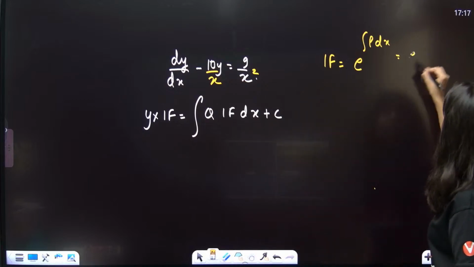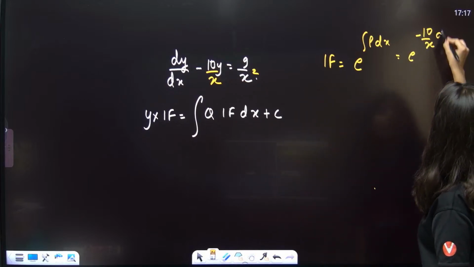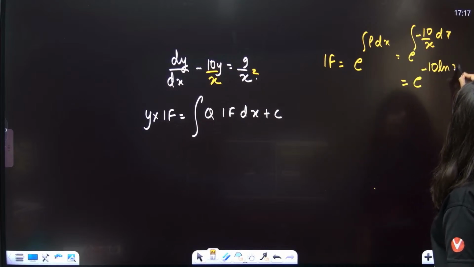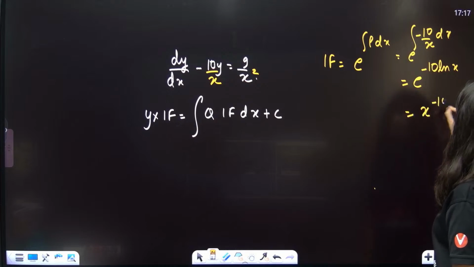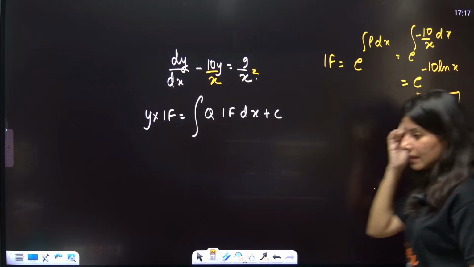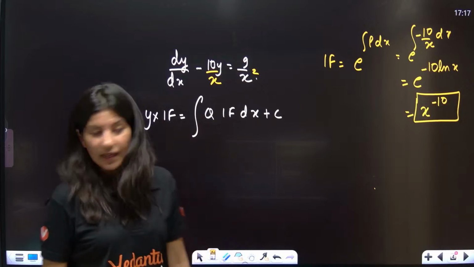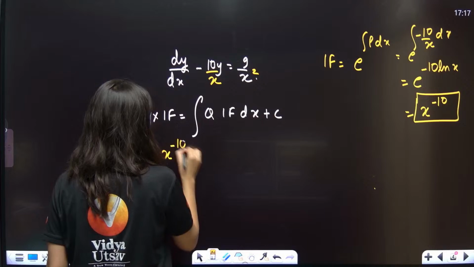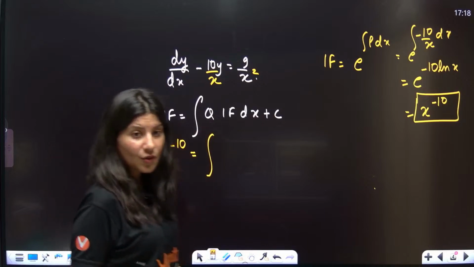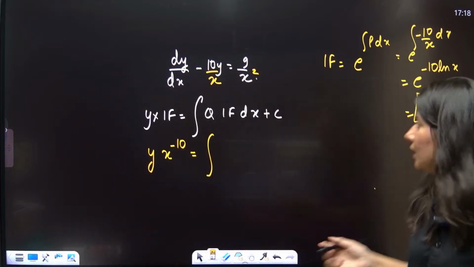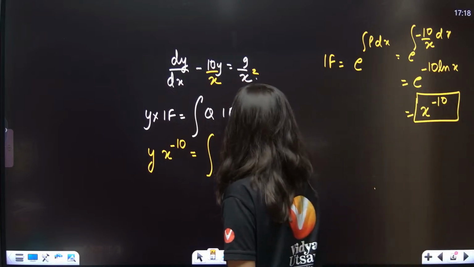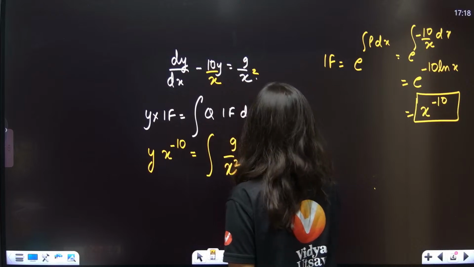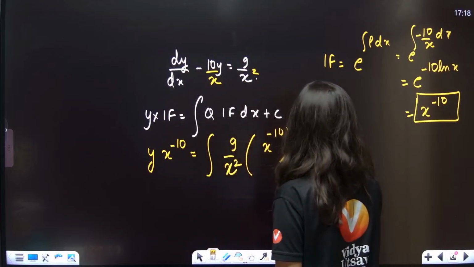Yes. E raised to power minus 10 by x dx. Integration: e raised to power minus 10 ln x, which is x raised to power minus 10. Getting it? Yes, this is your integrating factor. y x raised to power minus 10 is equal to integration of q. What is q? 9 by x square, and multiply x raised to power minus 10 dx plus c.